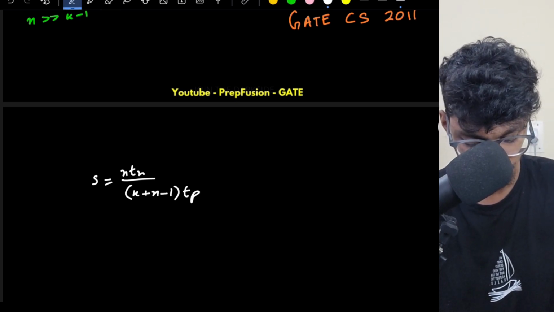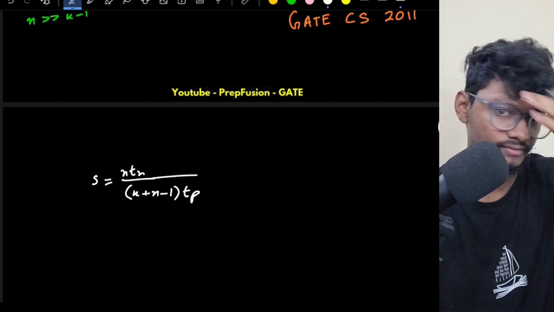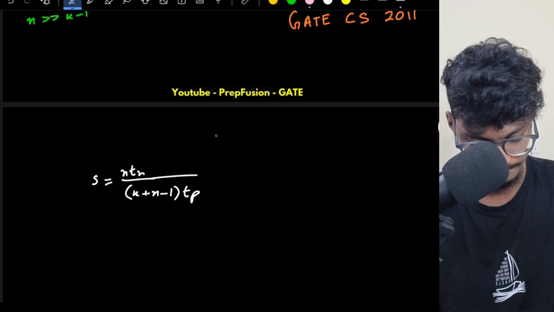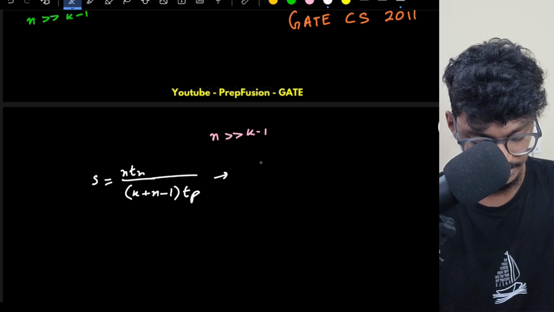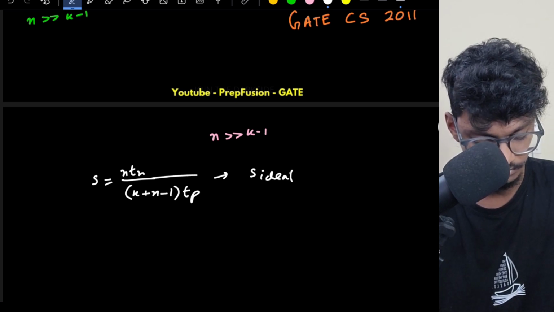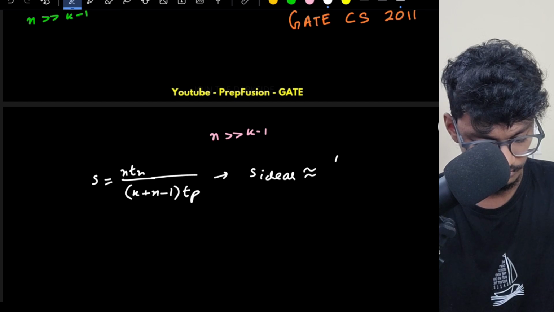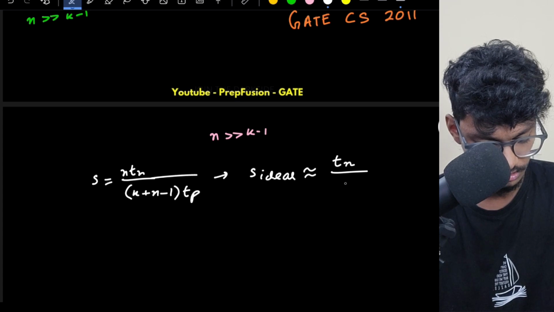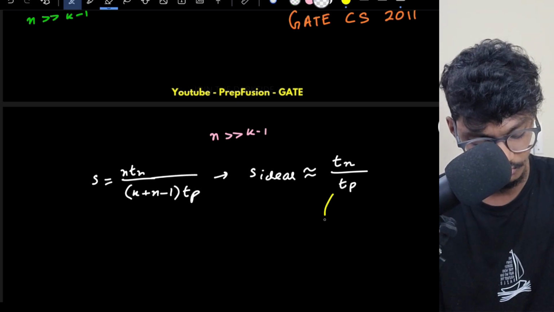Here n is very much higher than k minus 1. So if n is very higher than k minus 1, then my ideal speed up approximately becomes tn over tp. So we have to find out tn and tp. First let us find out tp, which will be the easier one.